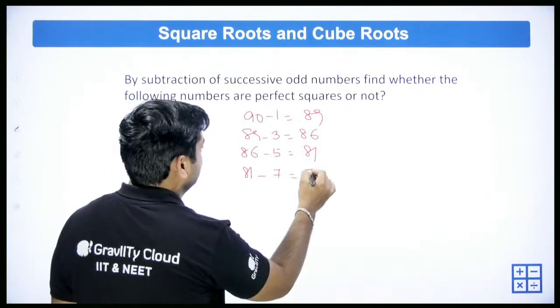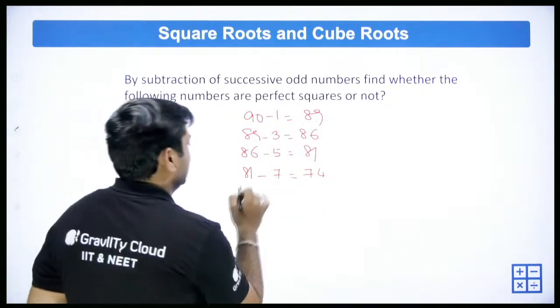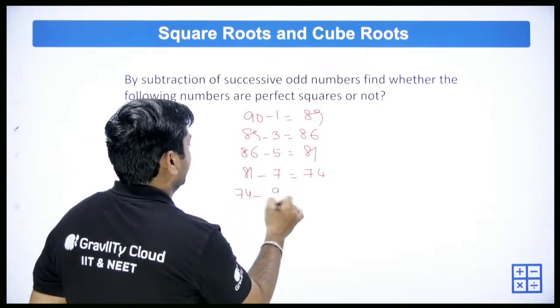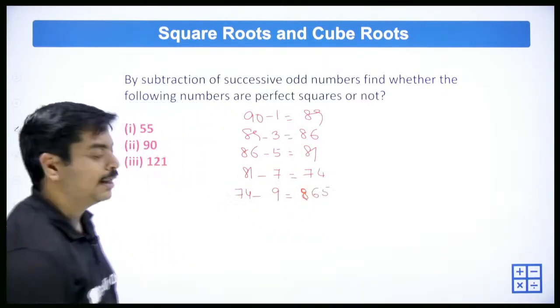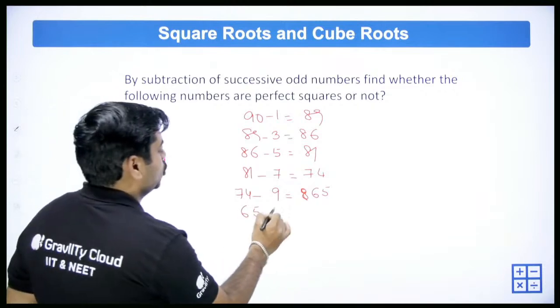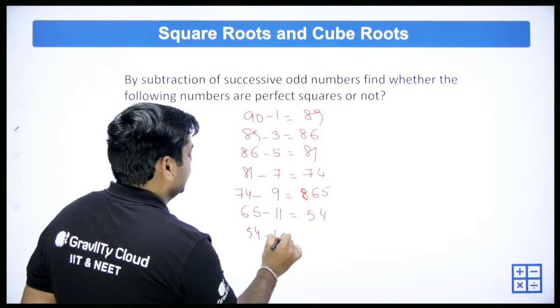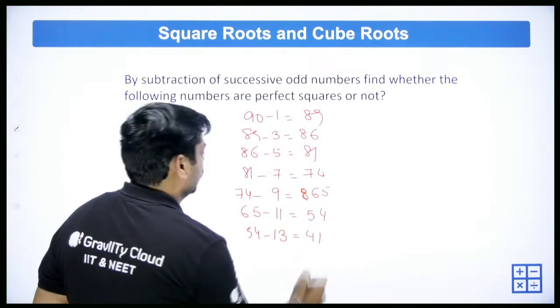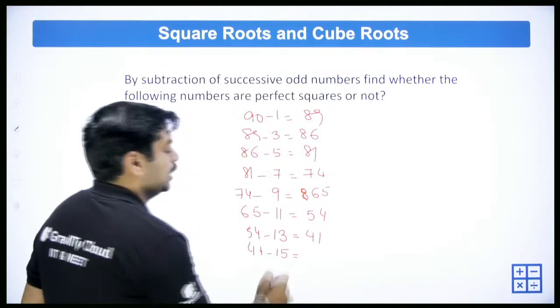So 74 minus 9 will give you 65, correct? 65 minus the next odd number, 11, will give you 54. 54 minus 13 will give you 41, right? So 41 minus 15.